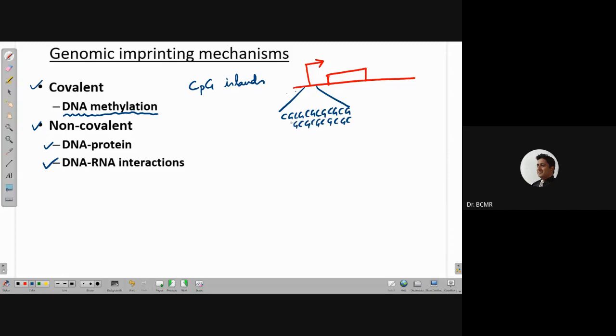C is for cytosine, and P is the phosphate bond, the phosphate backbone between the C and G. You can just say CG, I think. So these CG islands are highly prone to methylation. There are a lot of enzymes, DNA methyltransferases, and so on. They can methylate the DNA on the cytosine. The 5th position of the cytosine is methylated. So we are going to read that particular part.